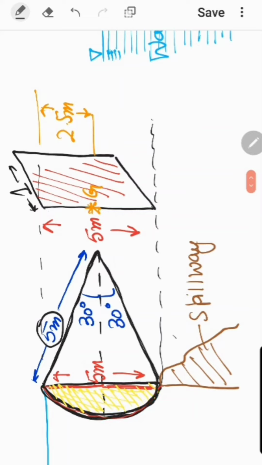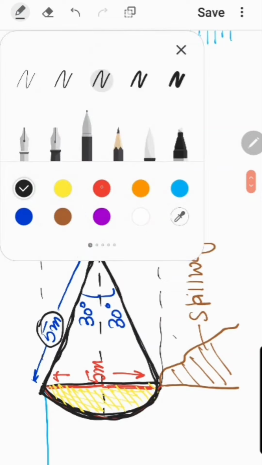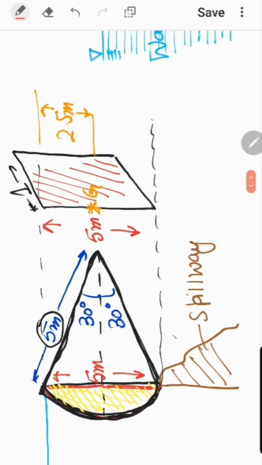And from that total area of the sector, we are going to subtract this red color area, which is the area of the triangle. So from total area of the sector, if I subtract the area of the triangle, then I am going to get the area of this yellow shaded portion. Then I am going to multiply it with the width. Then I will get the volume of this yellow color portion.